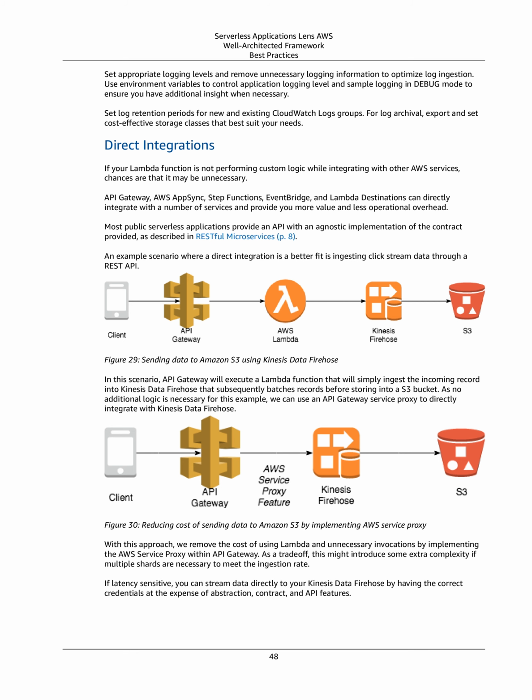As no additional logic is necessary for this example, we can use an API Gateway Service Proxy to directly integrate with Kinesis Data Firehose. With this approach, we remove the cost of using Lambda and unnecessary invocations by implementing the AWS Service Proxy within API Gateway. As a trade-off, this might introduce some extra complexity if multiple shards are necessary to meet the ingestion rate. If latency sensitive, you can stream data directly to your Kinesis Data Firehose by having the correct credentials at the expense of abstraction, contract, and API features.